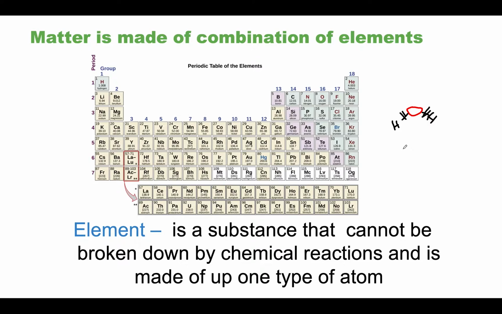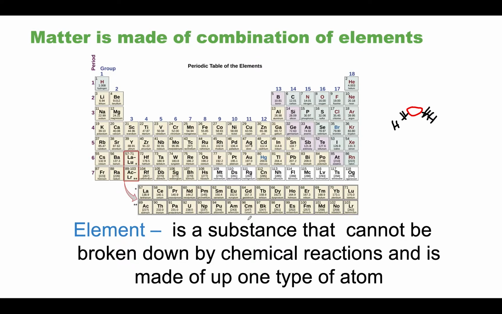But by regular chemical reactions, we really cannot break down an element into any smaller parts. With really specific nuclear reactions, maybe we'll be able to break them down, but not by regular chemical reactions. So all matter, if you break it down, is ultimately made of elements.